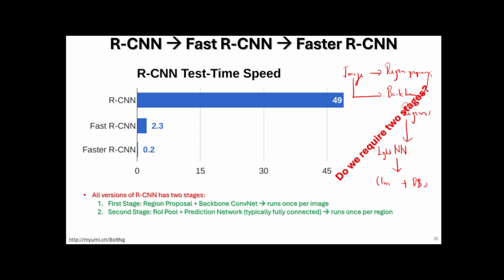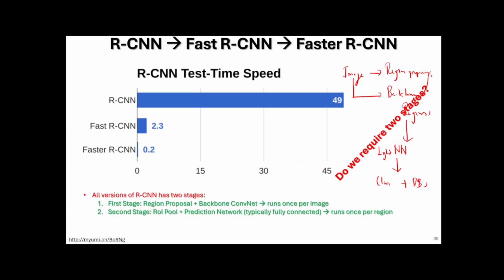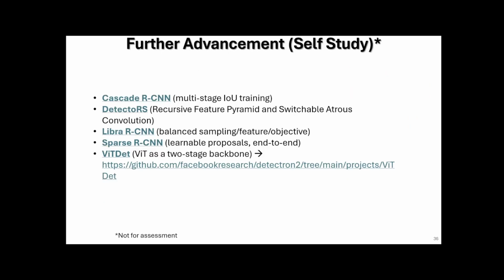Okay, so that brings us to the faster RCNN. Do we really require 2 stages? No, and that's why we have single stage detectors like YOLO, which we will cover next week. Okay. Some further material for self-study, these are advancements beyond faster RCNN. So Cascade RCNN, where you have multi-stage IOU based training, because we never had IOU in the loss function for RCNN variations, but you can actually bring IOU in also.